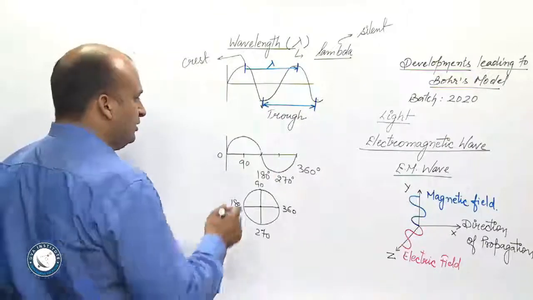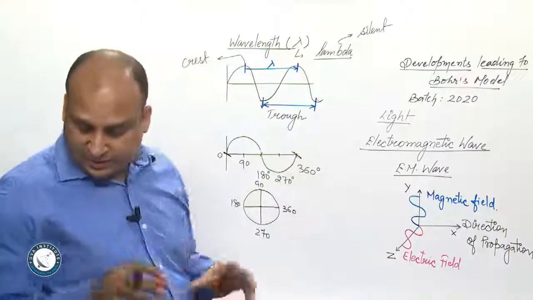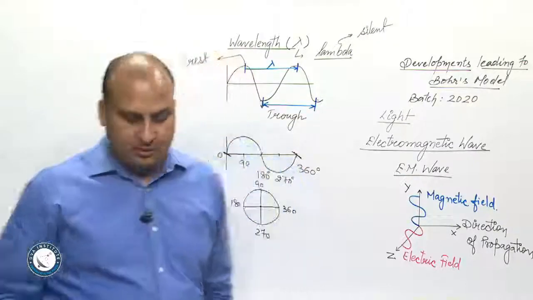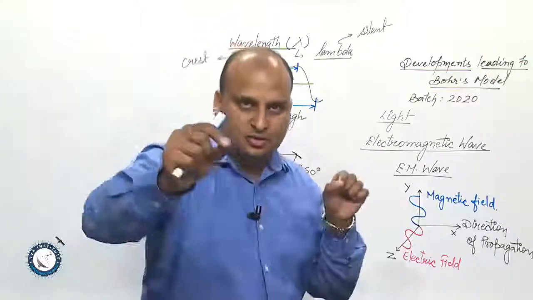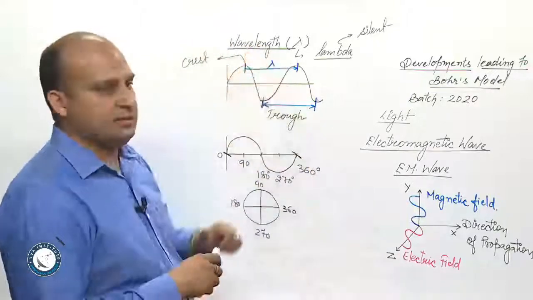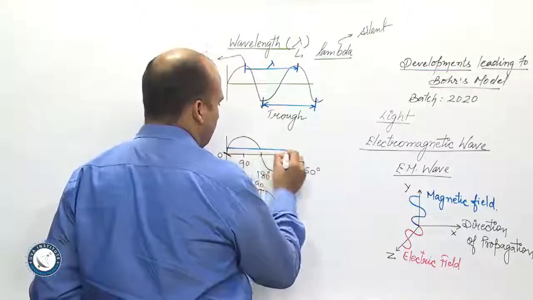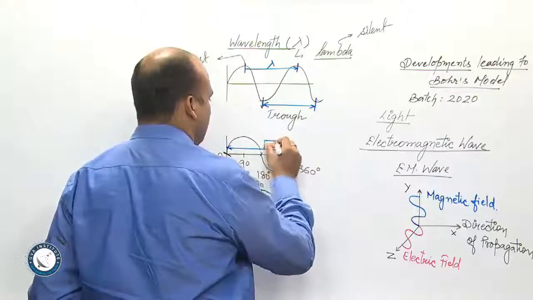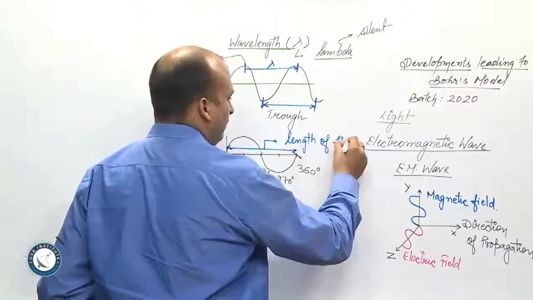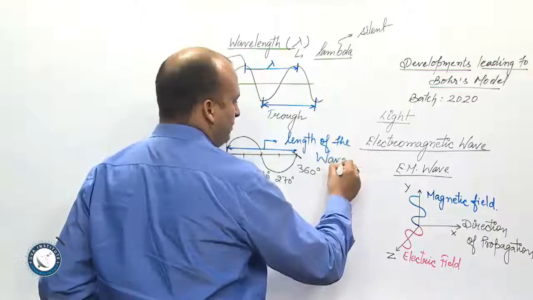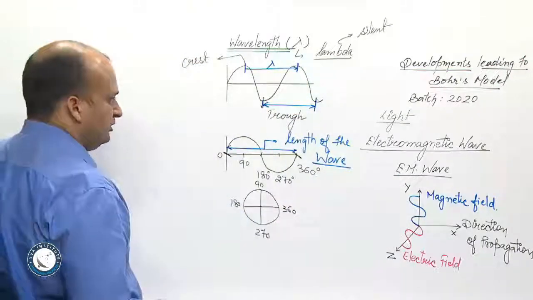So this full length, when the wave moves from 0 degree to 360 degrees, is termed as the length of the wave, and we call it wavelength. Clear? Fine.